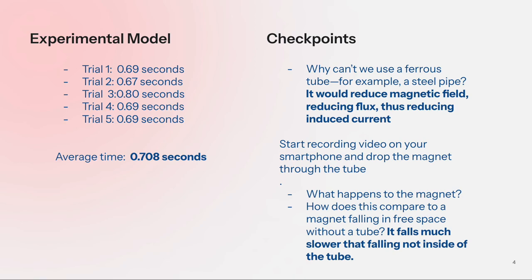And then for the checkpoint, the reason we can't use a ferrous tube is that it would reduce the magnetic field, reducing the flux, and thus reducing the induced current. And then what would happen to the magnet? How does this compare to a magnet falling in free space? It just falls much, much slower with the induced current present.